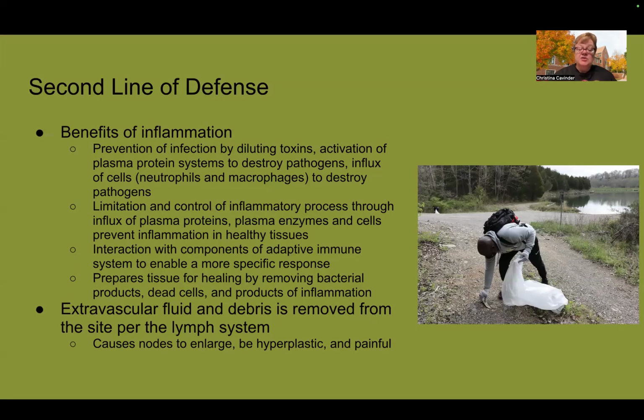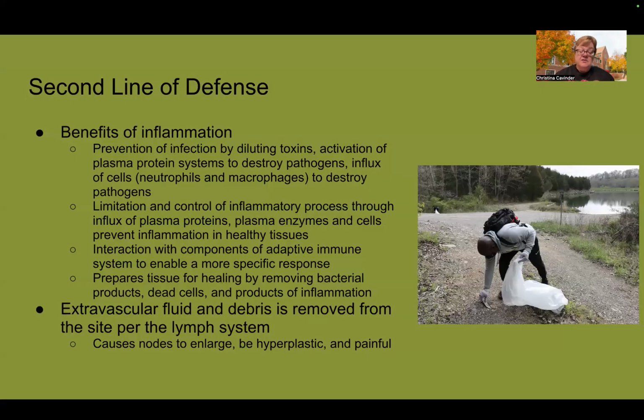Limitation and control of the inflammatory process is through plasma proteins, plasma enzymes, and cells that prevent inflammation from attacking healthy tissue. Now, we do have some disease processes where the inflammatory process is not in good check, and therefore the whole body becomes inflamed and you have an inflammatory response you don't want. It does interact with components of the adaptive immune system to enable more specific response. And it prepares the tissue for healing by removing bacterial products, dead cells, and products of inflammation.